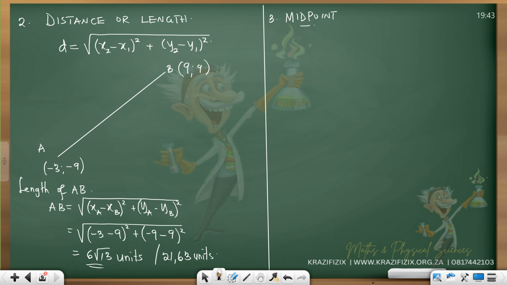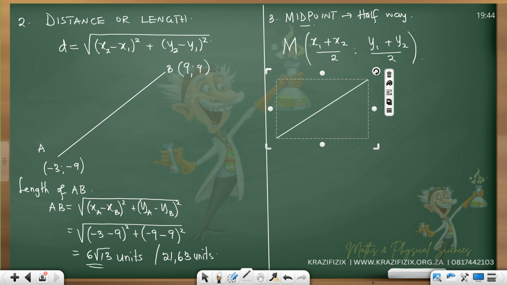2 more things. Midpoint. Midpoint simply talks about halfway. When we say mid, halfway. Right? Halfway. Capital M equals (x1 plus x2) over 2, (y1 plus y2) over 2. Done. Midpoint means halfway. Means AM is the same as that.